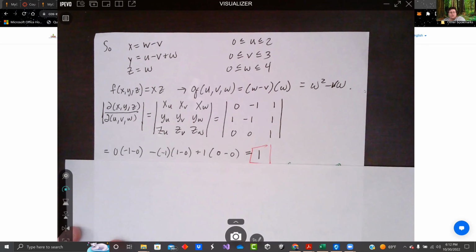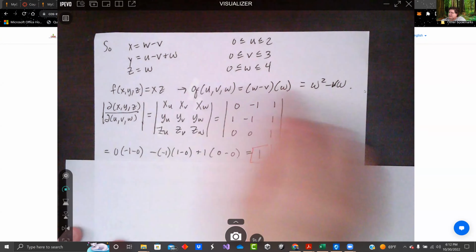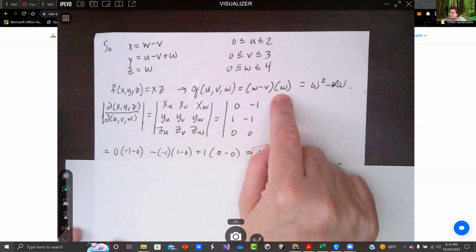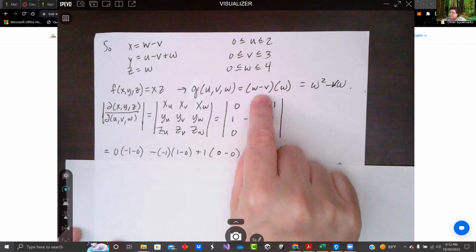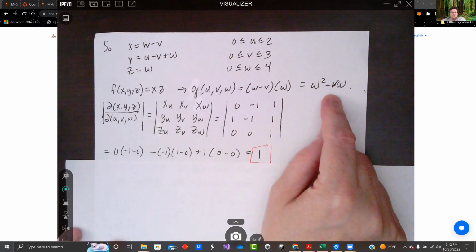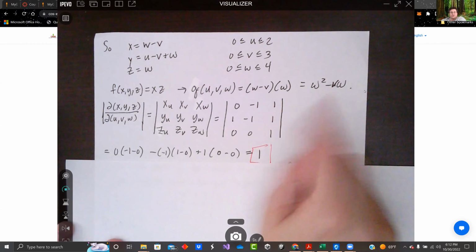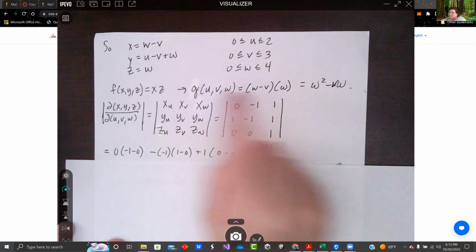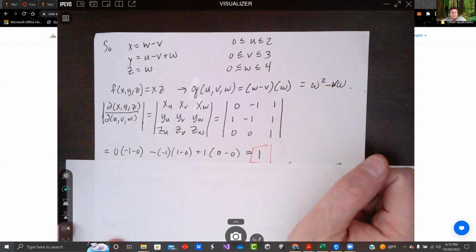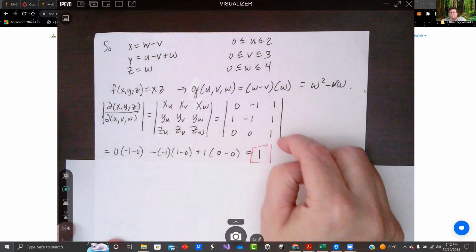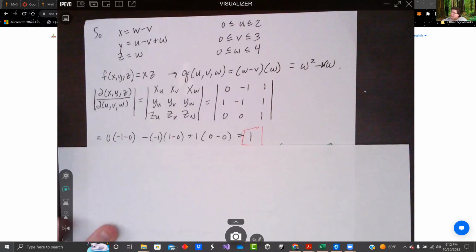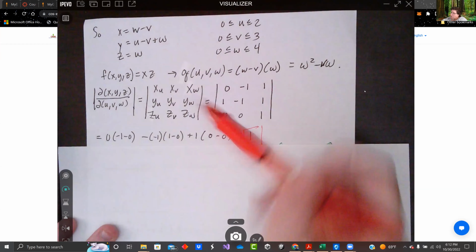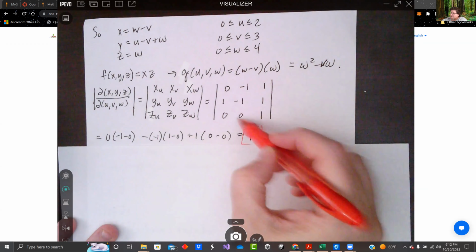Okay. So my function of x and z is now w minus v times w, because that's my x and z. So w squared minus vw will be my function. My Jacobian, when I do the derivative of these with respect to u, v, and w, I get this matrix right here. We do the determinant, and we get it equals 1. I did the regular follow across the top and do the subderivatives.